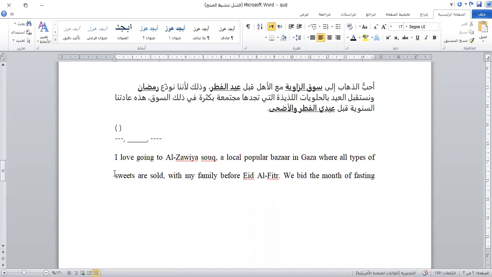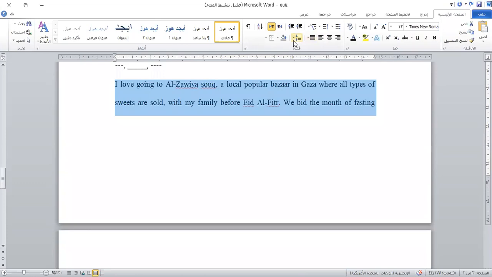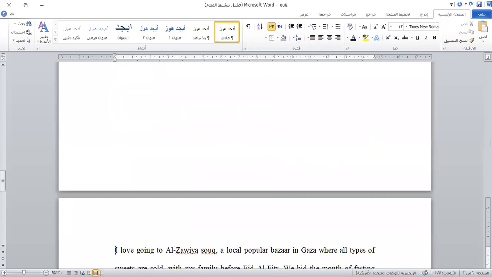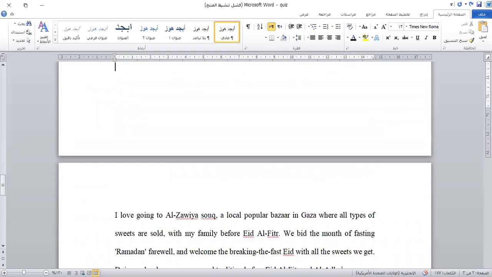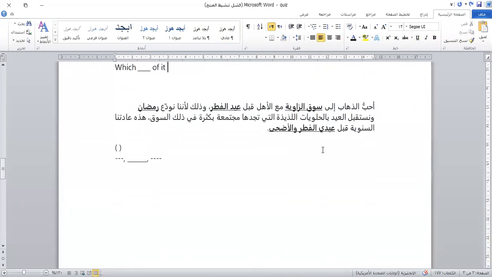Let me just put it in one place. Okay. I love going to Zawiya Souk or bazaar, but I used bazaar in the definition. A local popular bazaar in Gaza where all types of sweets are sold. So all types of sweets are sold is, where was it? التي تجدها مجتمعة بكثرة في ذلك السوق. So all I did was that I moved this piece of information here because I was going to define it.